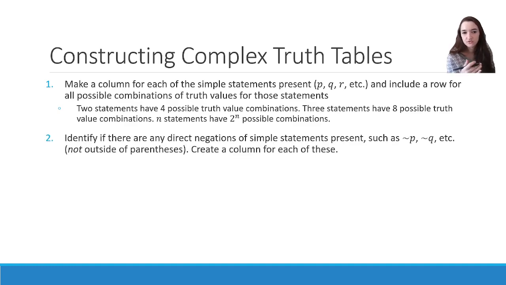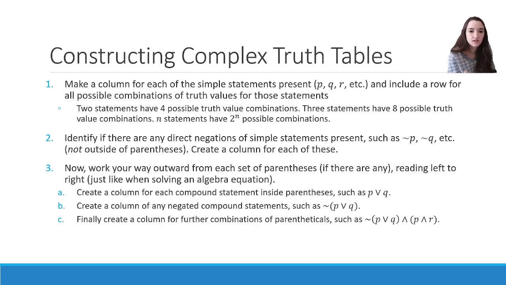Okay, so once we have those, you identify if there are any direct negations of simple statements present, such as negation of P, negation of Q, etc. Not negations outside of parentheses, because we know negations outside of parentheses have special meanings. They're the "it is false that," right? We just want to look at where there is just a simple not added to one of those simple statements. We're going to create a column for each of those.